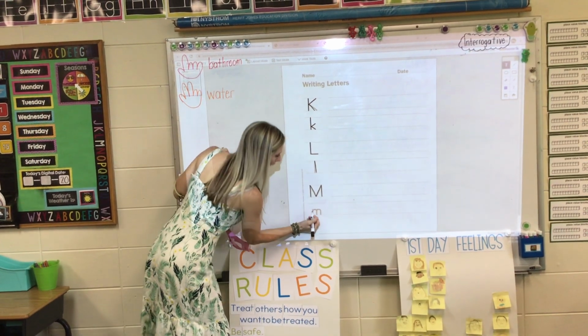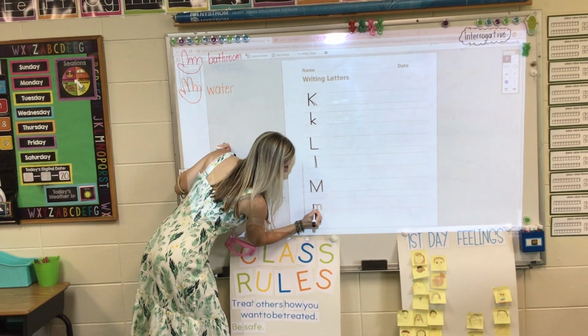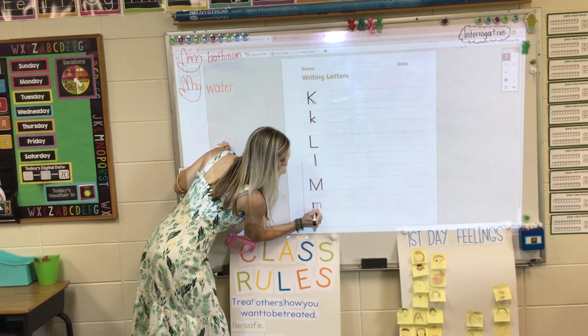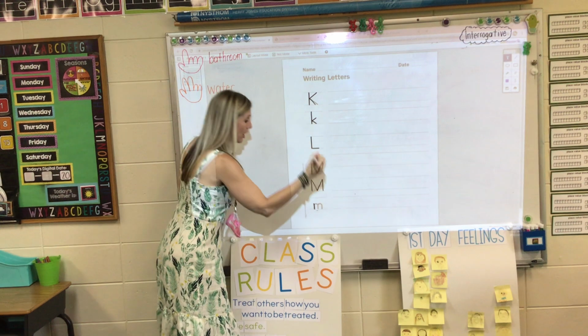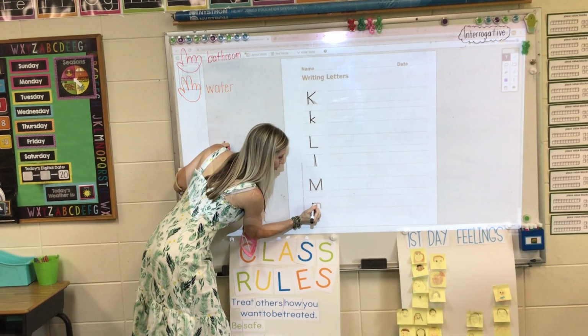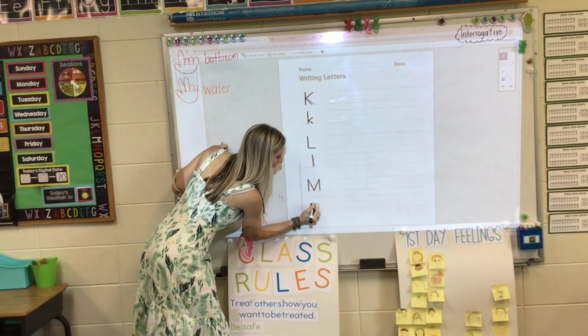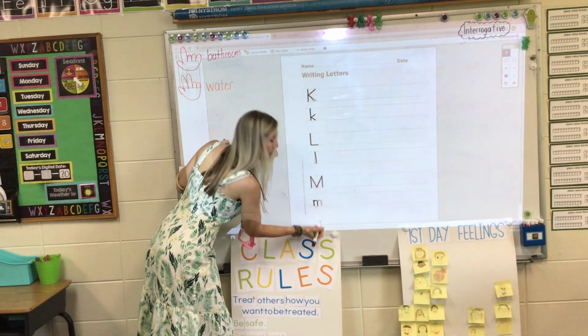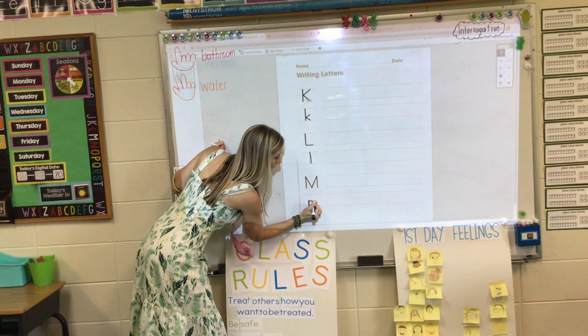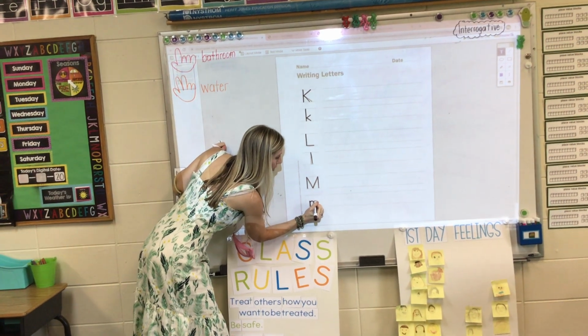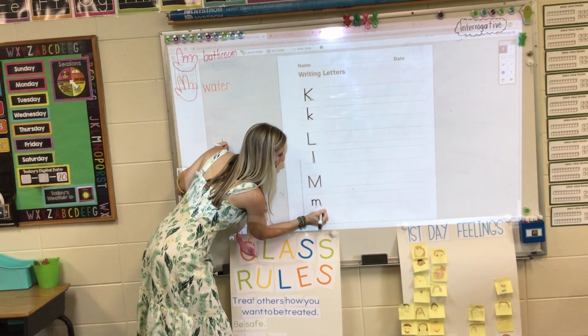So start at the midline, pull straight down. This is tricky. This is when you're going to pick up your pencil. Don't leave it on your paper. You're going to go back just under where you started, curve up, pull down, pick up your pencil again, start just under where you started again, curve up and pull down.